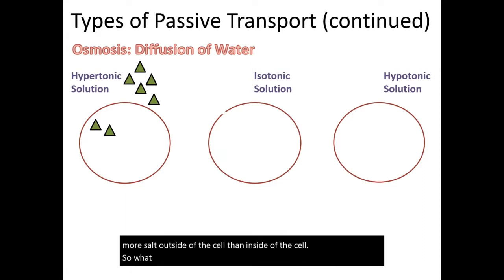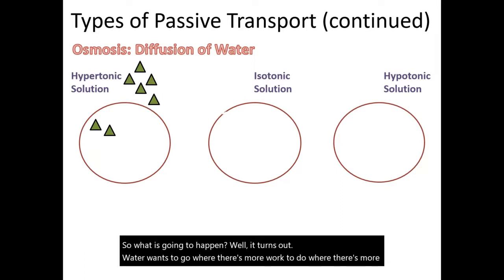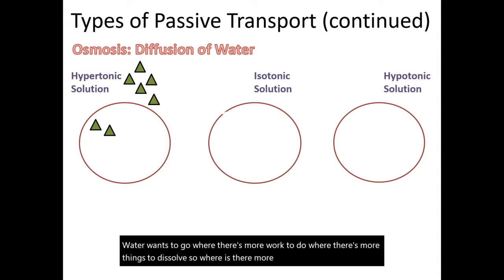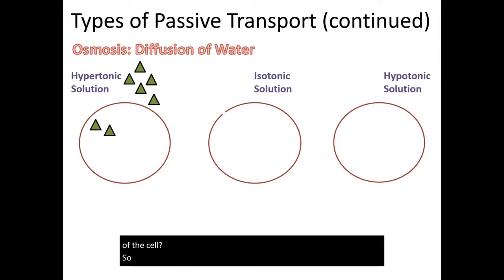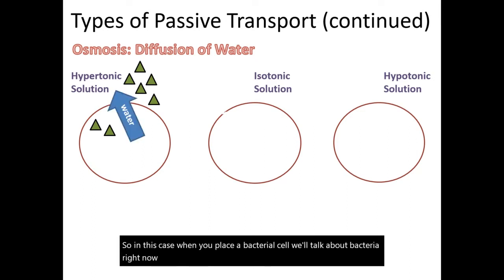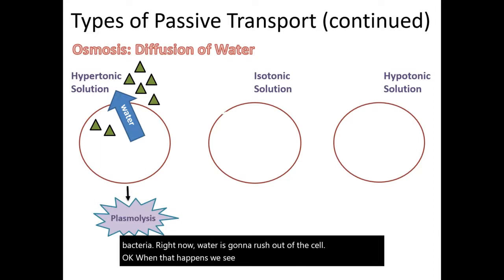So what is going to happen? Well, it turns out water wants to go where there's more work to do, where there's more things to dissolve. So where is there more salt to be dissolved? Outside of the cell. So in this case, when you place a bacterial cell, we're talking about bacteria right now, water is going to rush out of the cell. Okay. When that happens, we see a phenomenon called plasmolysis.